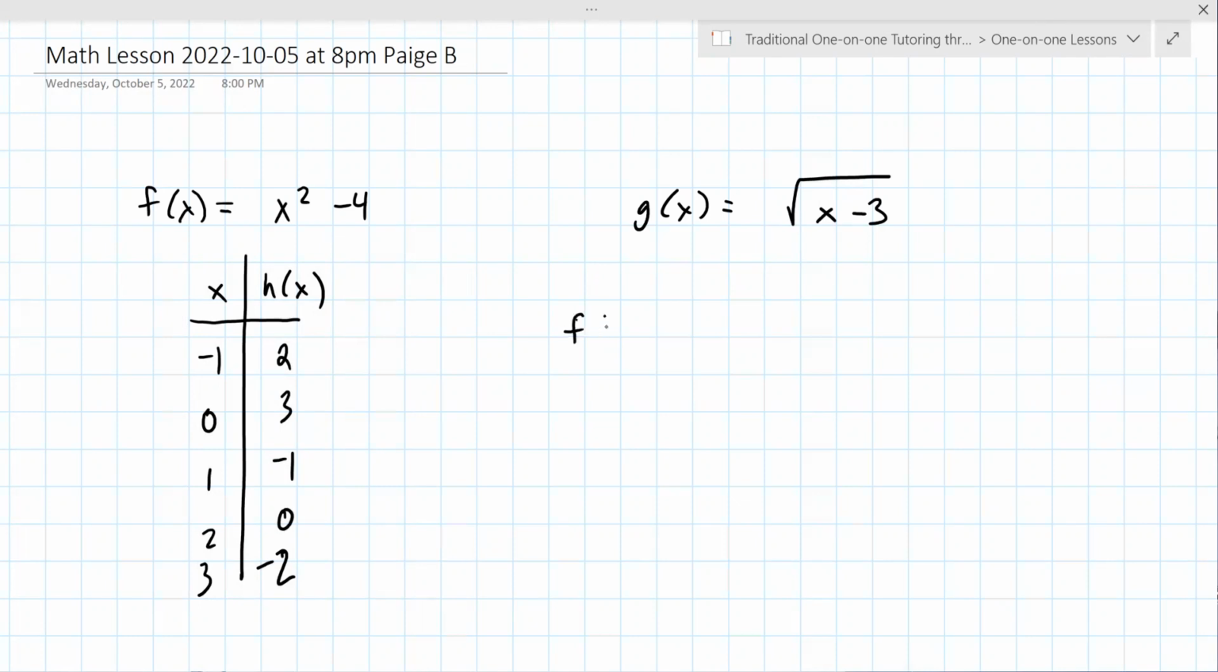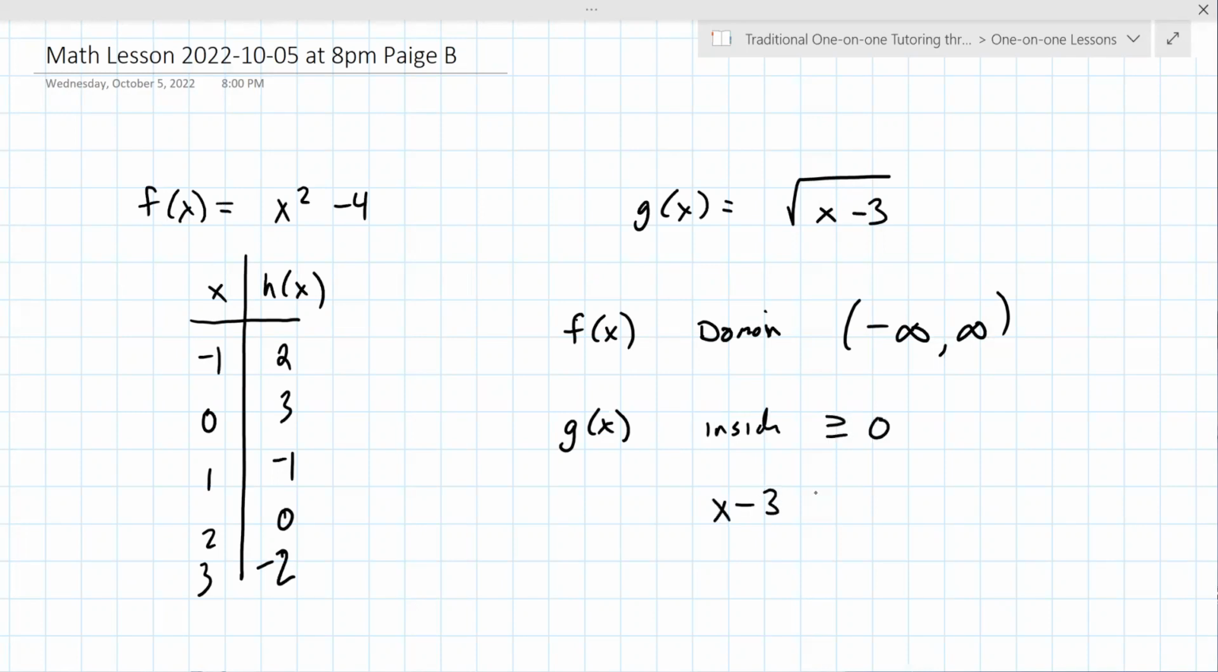Okay, f of x. What is the domain of a quadratic? Does it have any restrictions at all? No. No restrictions. So its domain is all real numbers. Got it. Okay, now g of x, this one you have to set the inside part greater than or equal to 0. So you have to literally set x minus 3 greater than or equal to 0.